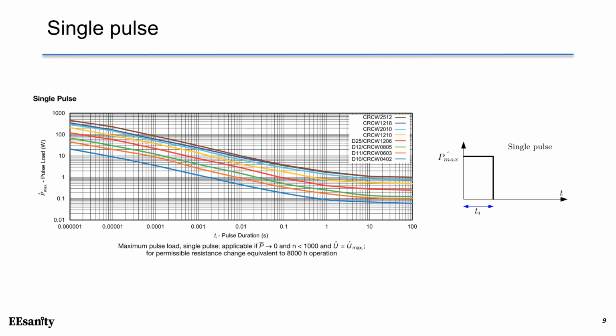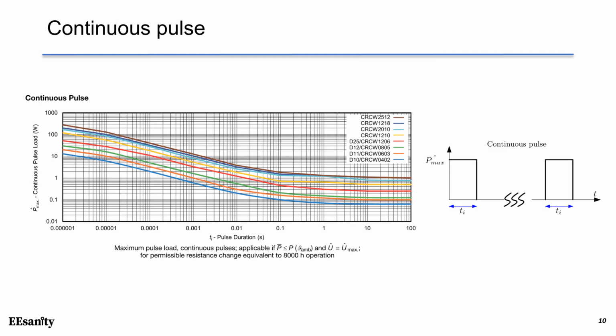Now let's go over a few graphs in the datasheet. The first graph is about single pulse. This log-log plot is the maximum allowed power pulse, Pmax, versus pulse duration, Ti. This is a single pulse condition where the average power over time is 0. This plot is the maximum allowed power pulse versus pulse duration, Ti, under continuous pulse condition. That means the pulse power is periodic, given the condition that average power must be less than the permissible power dissipation rated at the ambient temperature.